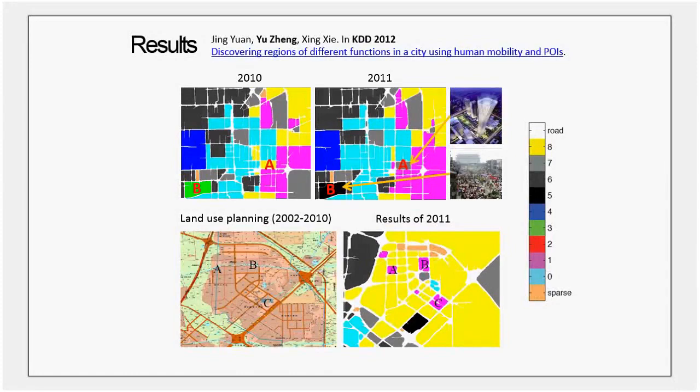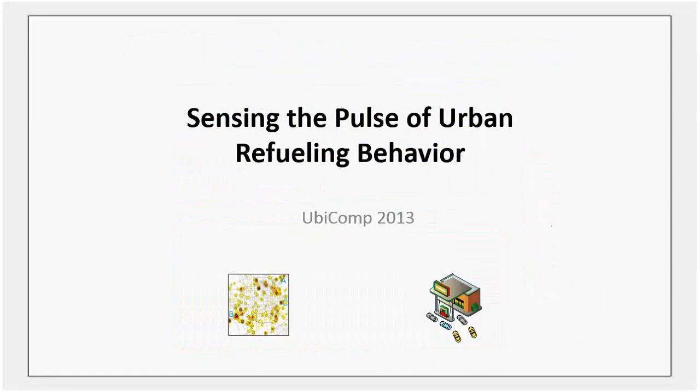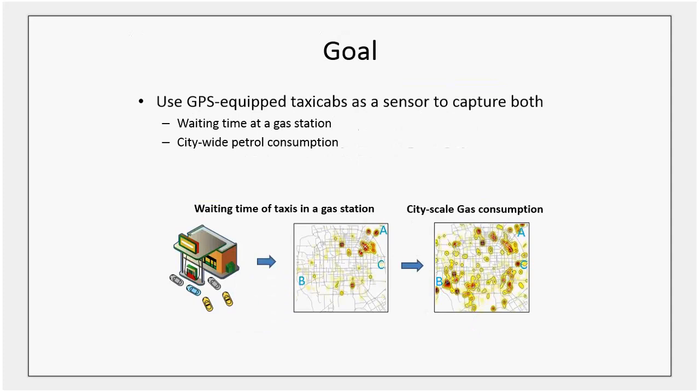In the third example, we're going to study the real-time gas consumption in a city. So let me ask you one question. Who can tell me how many liters of gas have been consumed in the past 1 hour in Beijing? I think nobody can answer this question, and we don't even have this data available. So how do we achieve that?